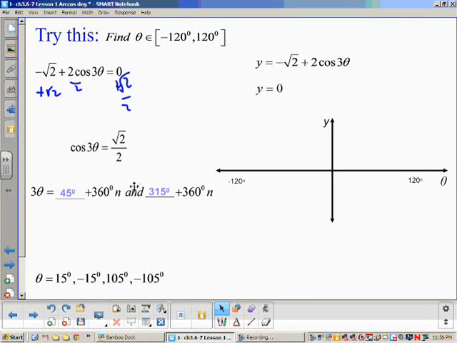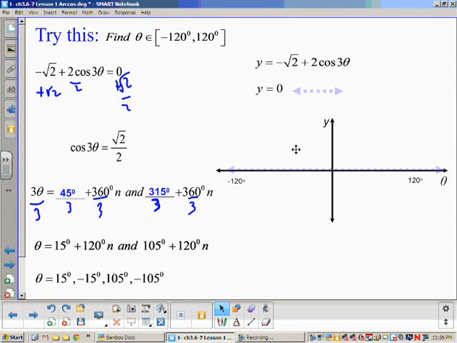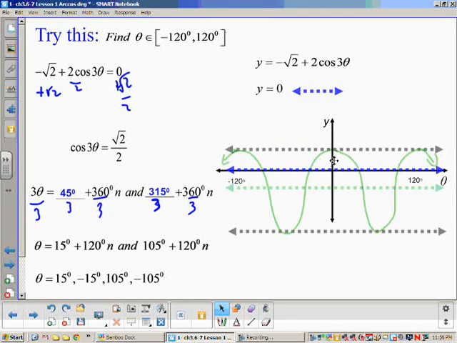Unfortunately, we're trying to find what theta is. We now know what 3 theta is, so we still have a little more work to do, undoing something on the inside of our function. We have to divide by 3 across everything. And when we do that, we find theta then equals 15 degrees plus a new period, 120, and 105 plus 120. And if we were to graph the equations, y equals 0, and the equation negative root 2 plus 2 cos 3 theta, we'd see a shortened period, and things shifted down a bit as well.